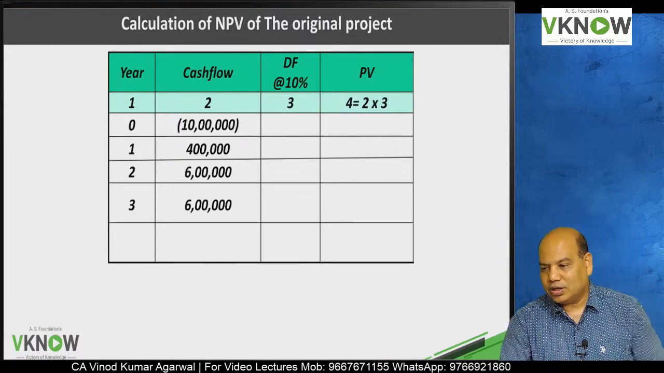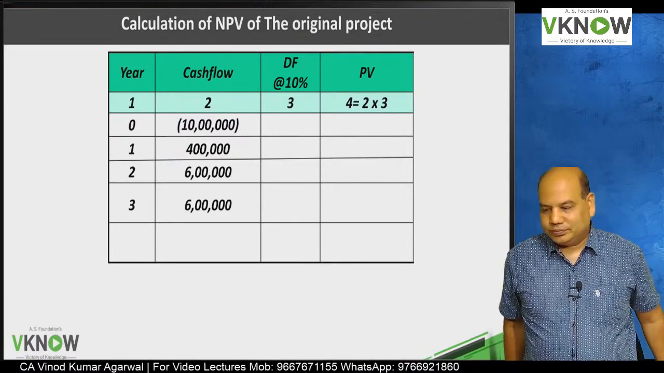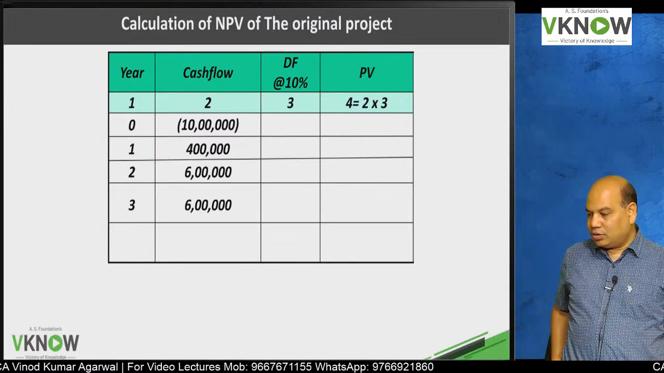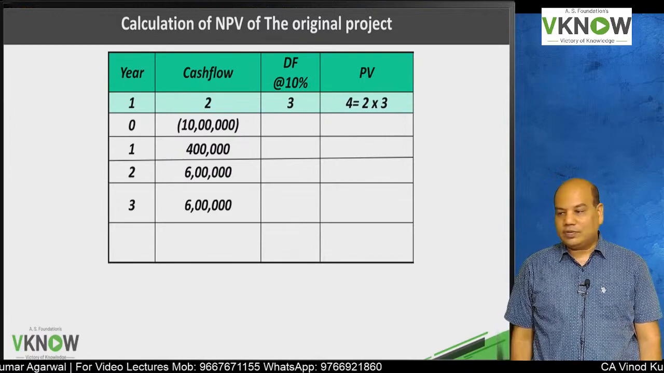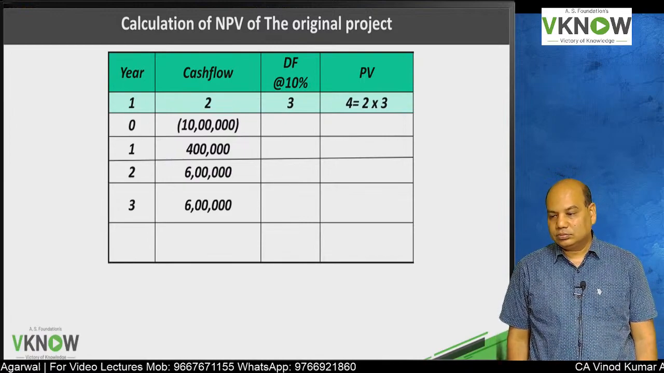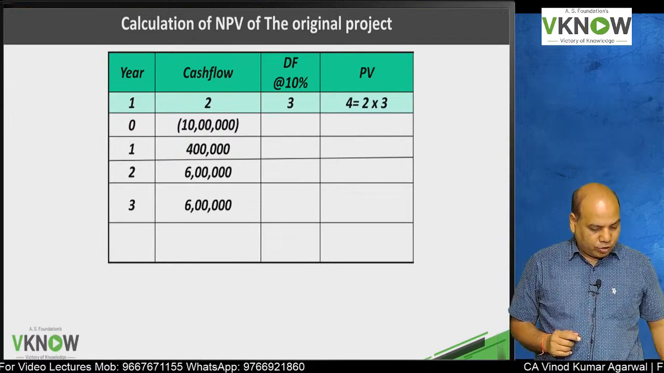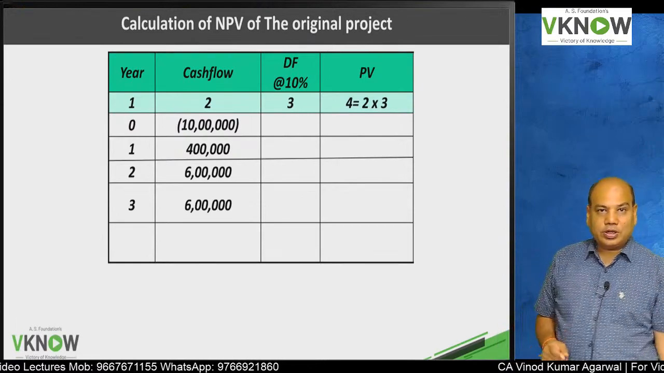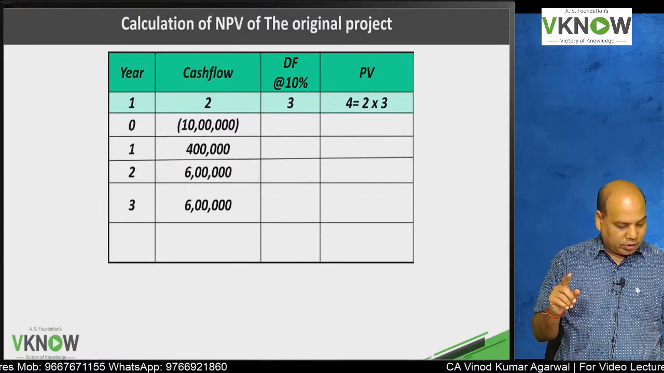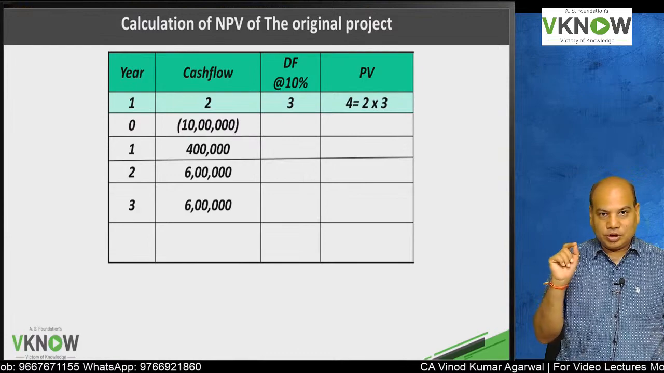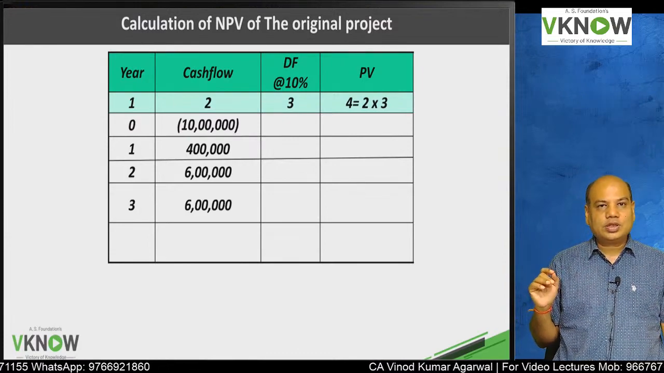So first you write down year 0, 1, 2, 3. In year 0 you have an investment of 10 lakh. Then year 1 you will write there in bracket. I have not written it, but I will instruct you to write 20 rupees into 20,000, that is 4 lakh. Year 2, 6 lakh, right?